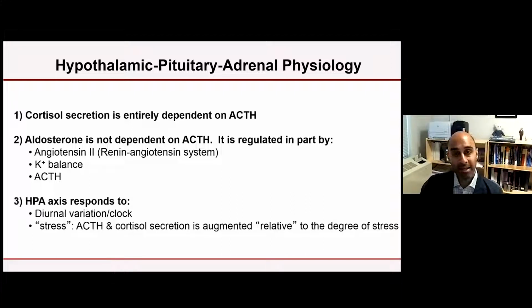And three, this entire hypothalamic pituitary adrenal axis responds to diurnal variation, I'll show you an example, and stress, usually physical stress, but also psychological stress. When your body is stressed, ACTH and cortisol are augmented relative to that degree of stress. So the brain knows how much to increase cortisol production depending on the stress, whether it be surgery, critical illness, mild pain, or psychological stress.